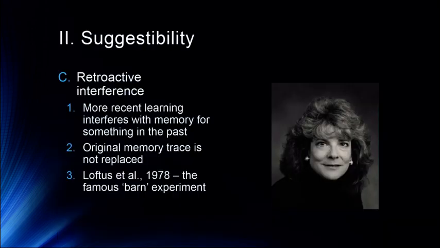So that gets us right to Loftus's work on retroactive interference and suggestibility. What we find with retroactive interference is, as we've talked previously, more recent learning interferes with memory for something in the past. And that's essentially what we're talking about here. When we reconstruct a memory, we now include information that occurs after the event as though it were part of the original event. So the original memory trace is not replaced, it's just altered.